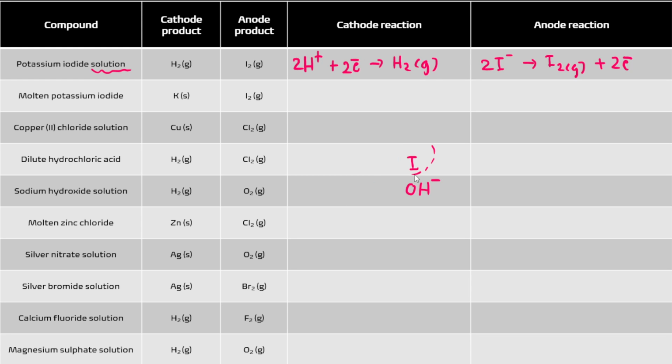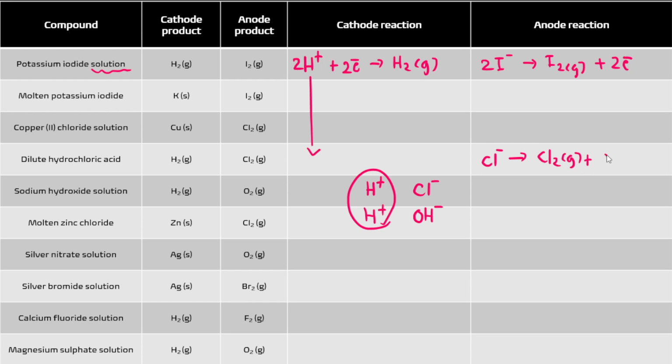Now let's do another one. So if it was, let's see, dilute hydrochloric acid, we would have H plus and Cl minus. Since it is a solution, we will also have another H plus and OH minus. So H plus will still be the same as this one. And as for between halide and hydroxide, we're going to have Cl minus reacts to give Cl2 gas plus 2 electrons, and 2 Cl minus.